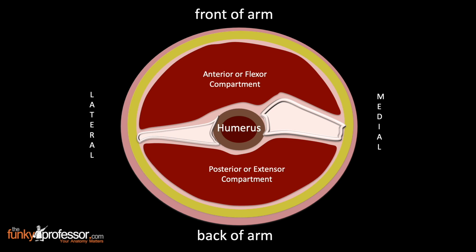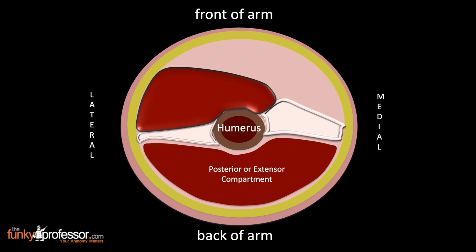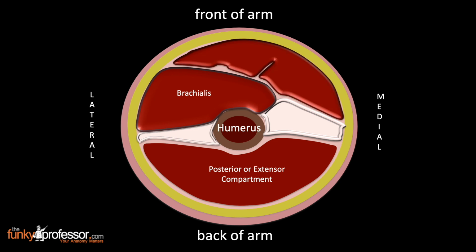In this cross-section, you can see the anterior compartment at the upper part of the image and the posterior compartment at the lower part of the image. The brachialis lies closest to the humerus. More superficially is the biceps, which is divided into two sections. Laterally is the muscle belly that comes from the long head of the biceps tendon. More medially is the short head of biceps.